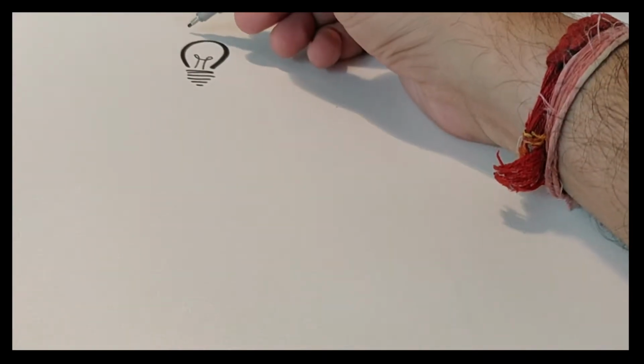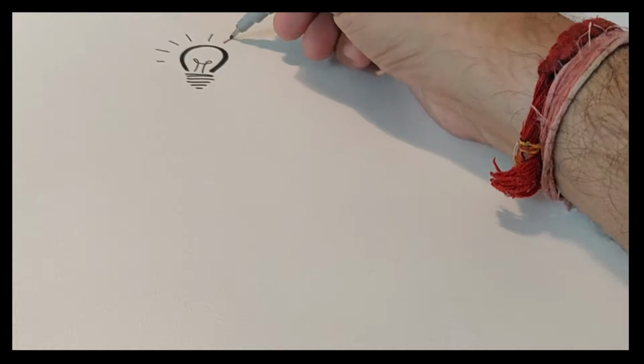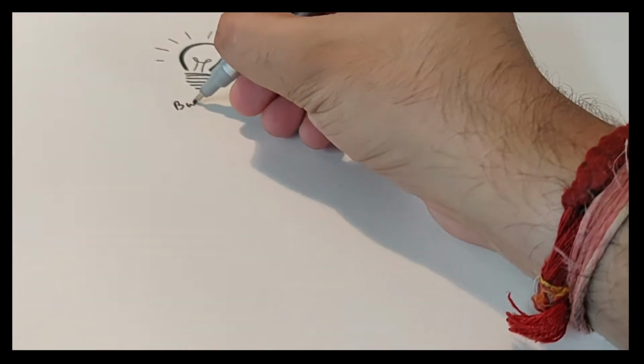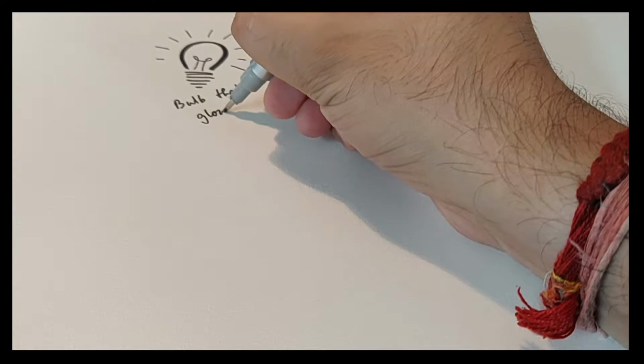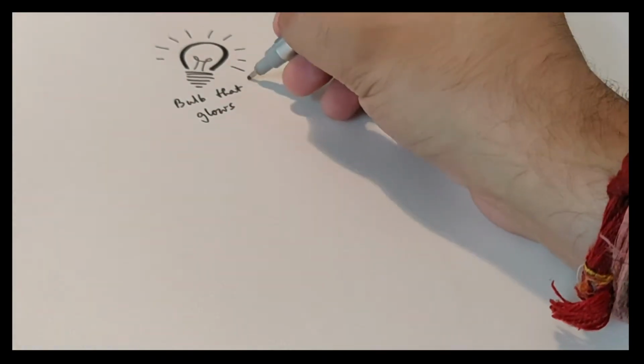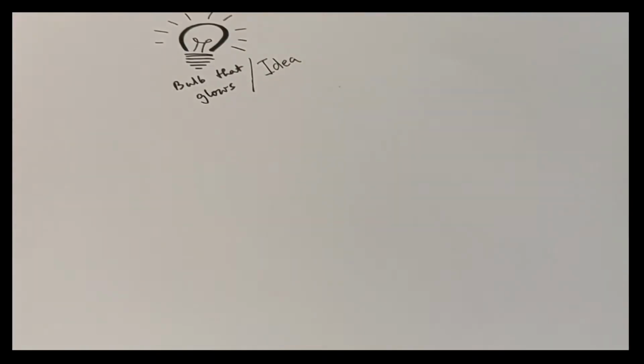To make the bulb glow, it's very simple. We create this line. So we have a bulb that glows, which can be used as an idea. Isn't it simple?